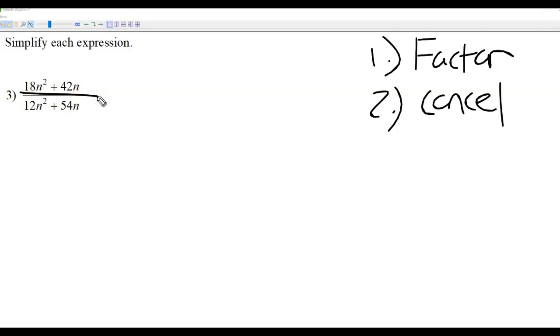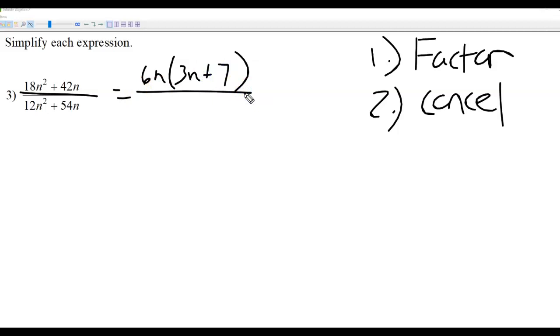we're going to look to see how we can factor this. Well, the first thing we do is we always look for a GCF. I know that 6 goes into both of those numbers, 18 and 42. So I'm going to put 6 there. And I know I can also take out an n. So if I divide 18n squared by 6n, I'm going to be left with 3n. And if I divide 42n by 6n, I'm going to be left with 7.